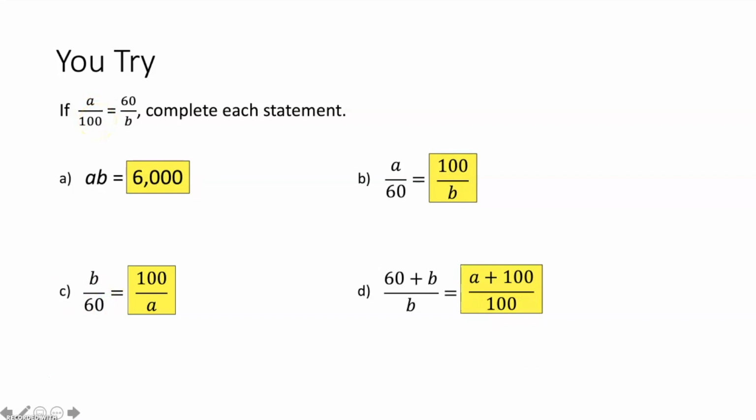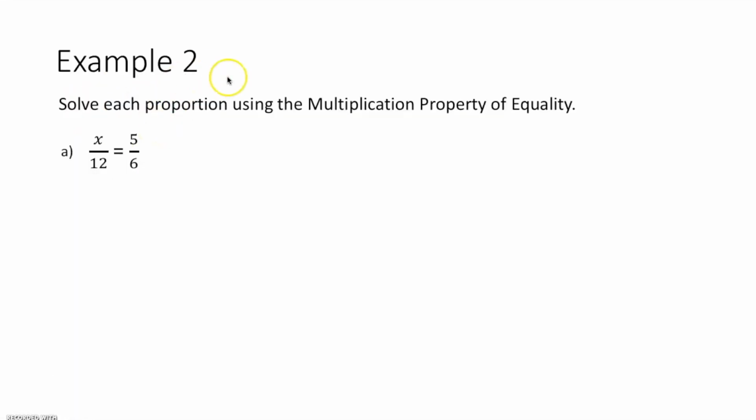Don't forget, you can always check your answer using the cross product property. You should get the exact same cross product that you get with your original proportion. Okay, example 2 says solve each proportion using the multiplication property of equality.